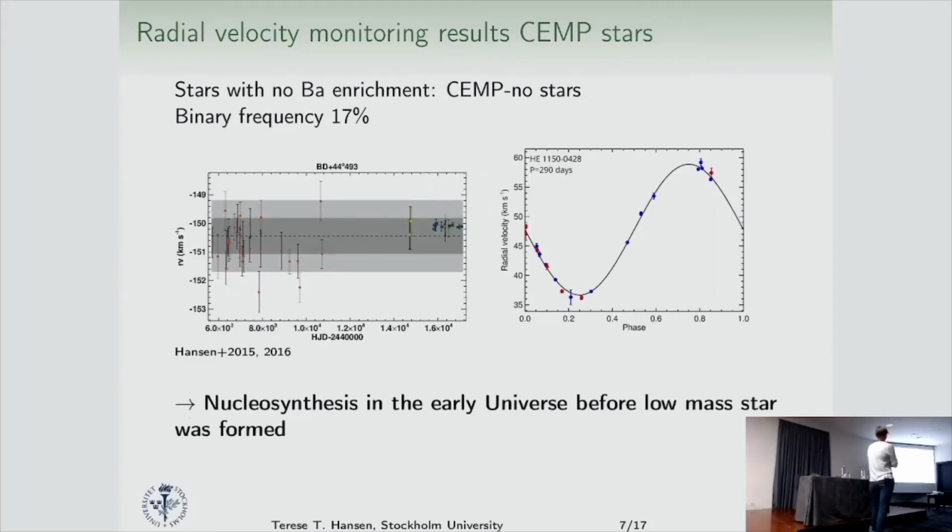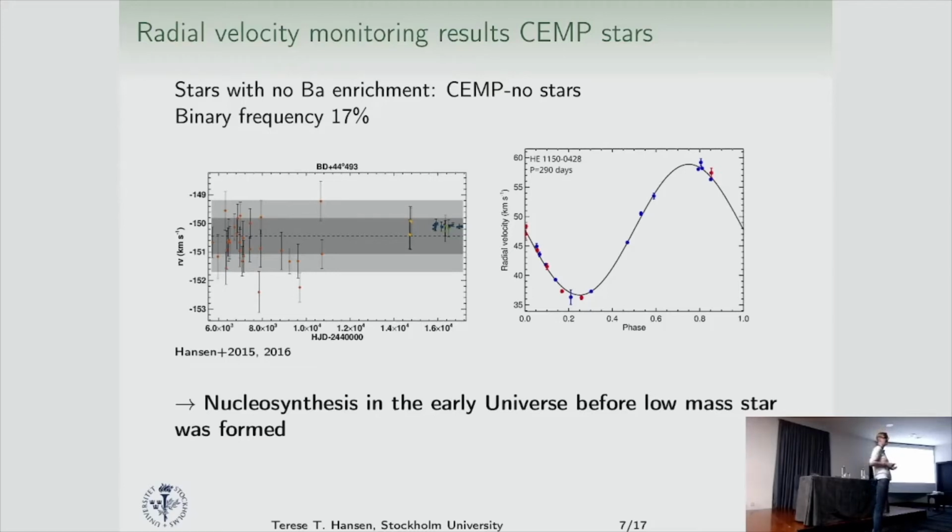However, there's the other type of CEMP stars that show no enrichment in neutron-capture elements, or they show normal enrichment. These are the ones we call CEMP-no stars. And here we found a binary frequency of only 17%, which is comparable to binary frequencies of normal metal-poor stars. One of them, this BD-44 something, the blue dots here are our measurements, but this has been followed for a very long time. This is the 30-year baseline.